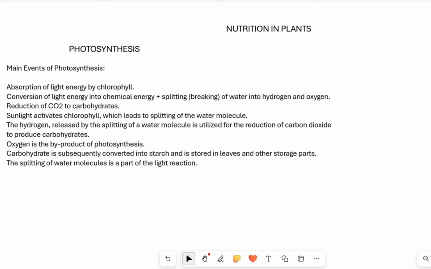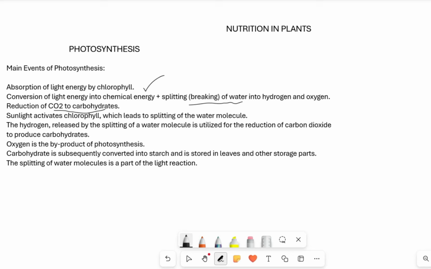Now let us see what are the main events that take place in photosynthesis. The first event that takes place in photosynthesis is absorption of light energy by chlorophyll. As it is told, chlorophyll absorbs the light energy. And where is the light energy used? Light energy is used for splitting and breaking of water into hydrogen and oxygen. Once this happens, there is a reduction of carbon dioxide to form carbohydrates.